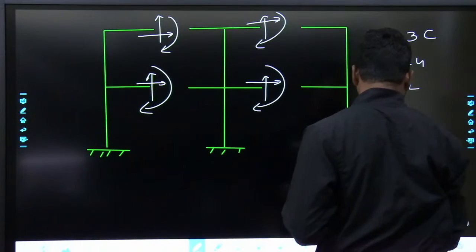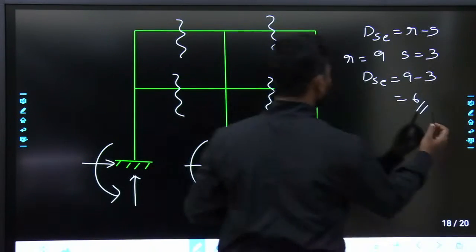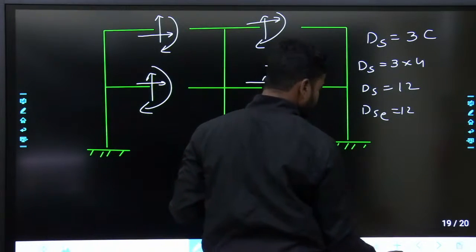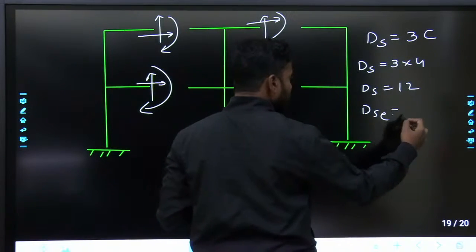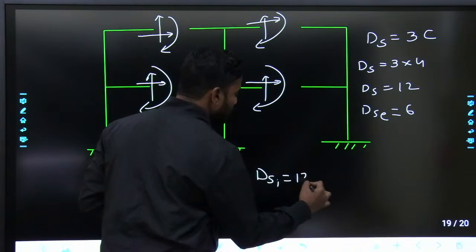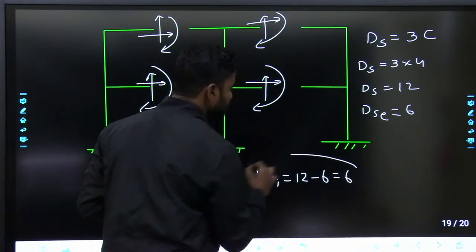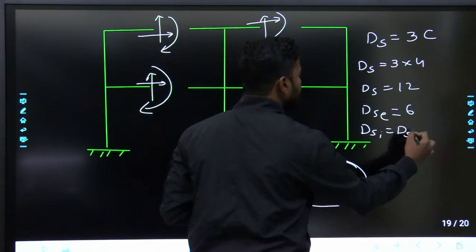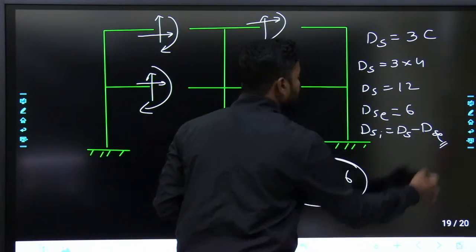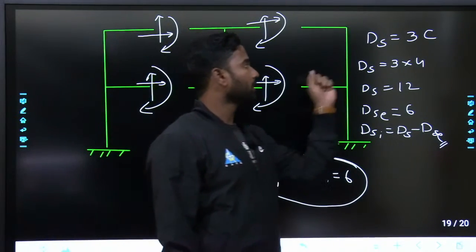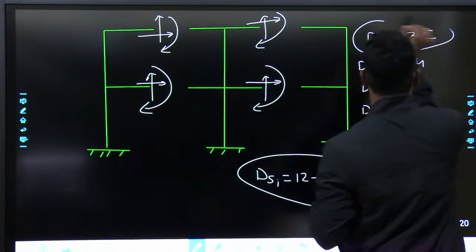DSE, how much you got? DSE is equal to 6, and finally DSI is equal to 12 minus 6, that is equal to 6. DSI is equal to DS minus DSE. This is how you find out the overall static indeterminacy.